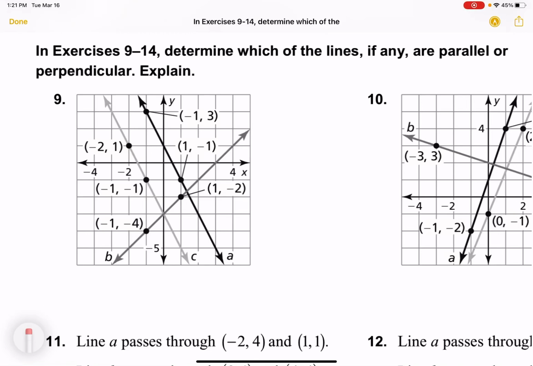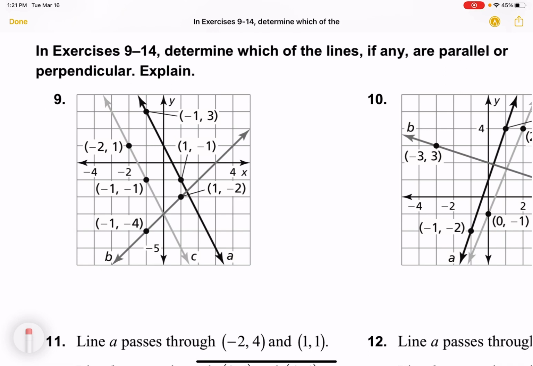Hello students, in this video I'm going to show you how to determine whether two lines are parallel, perpendicular, or neither. The only thing that we have to know is that parallel lines have the same slope, perpendicular lines have negative reciprocal slopes. So if two lines are parallel, it's easy to tell because they have the same slope.